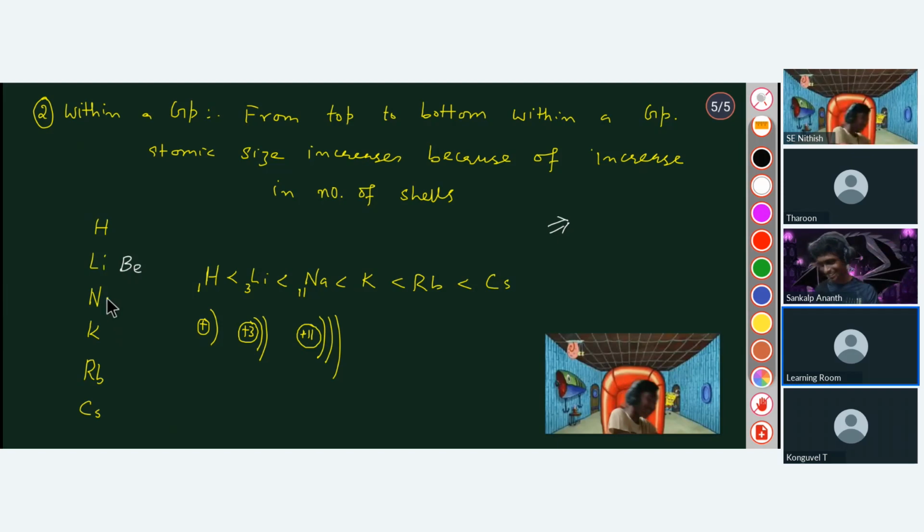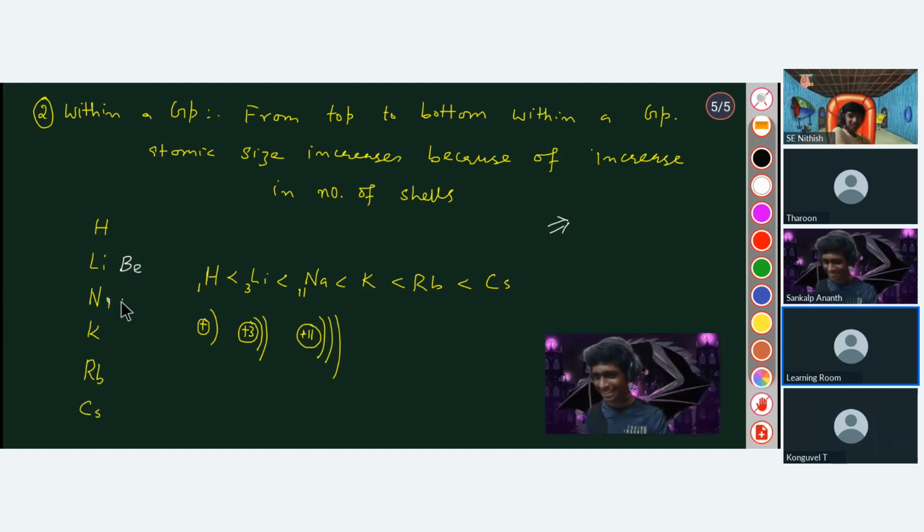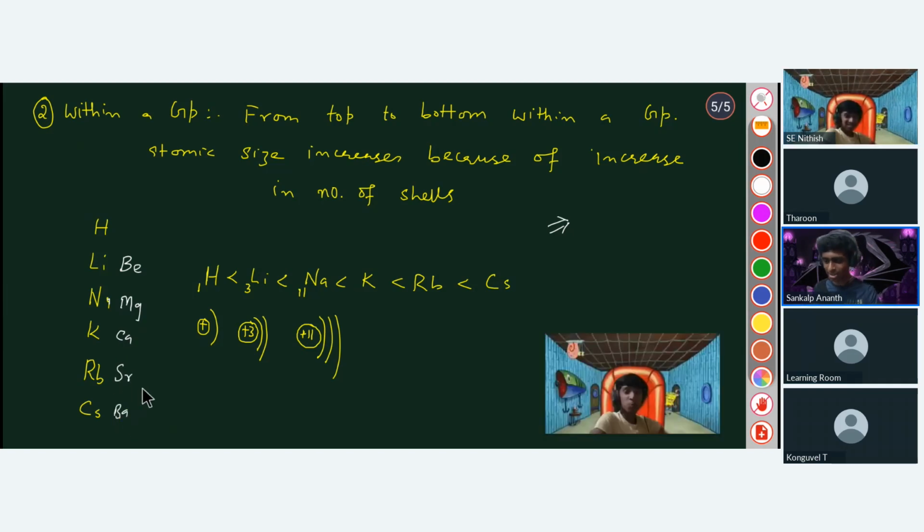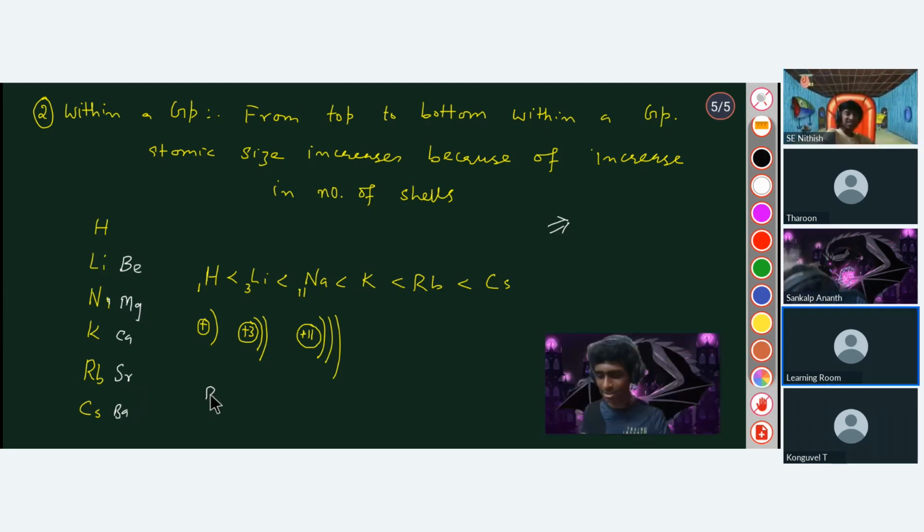Now tell me the size of this group's second element, beryllium, then magnesium, 11. That means 1, 2, 3. So beryllium, its size will be... Can you now tell me the order of size here?